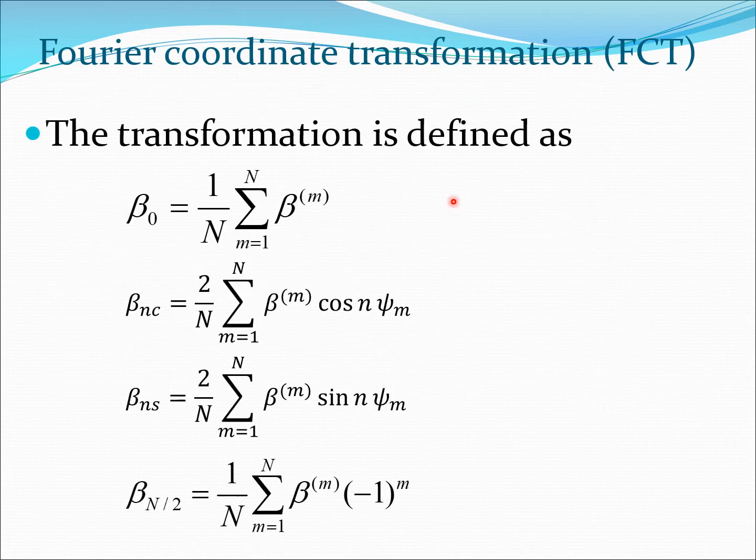So the FCT is defined using these 4 equations. So this is the transformation. On the left hand side you have the degrees of freedom in the fixed frame. On the right hand side you have the degrees of freedom in the rotating frame, that is beta superscript m. And by multiplying it by cos or sine, we get the cos and the sine components here, and then the beta 0 component comes from this simple summation, and beta n by 2 comes from this summation with this negative 1 to the power m here. And this m is going from 1 to capital N, where capital N is the number of blades in the rotor.